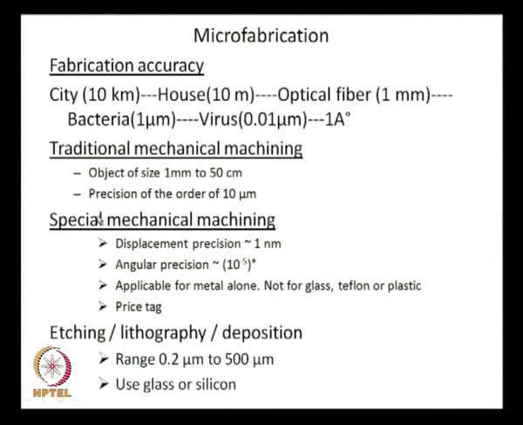So, you can always say traditional mechanical machining has a limitation in terms of precision. When it comes to making a microscale device, traditional mechanical machining may not work. One can go for special mechanical machining, and this displacement precision etc. are there. Only thing is it is generally not applicable for glass, Teflon or plastic, it is mostly applicable to metal, and it has a price tag. So, these are some of the disadvantages.